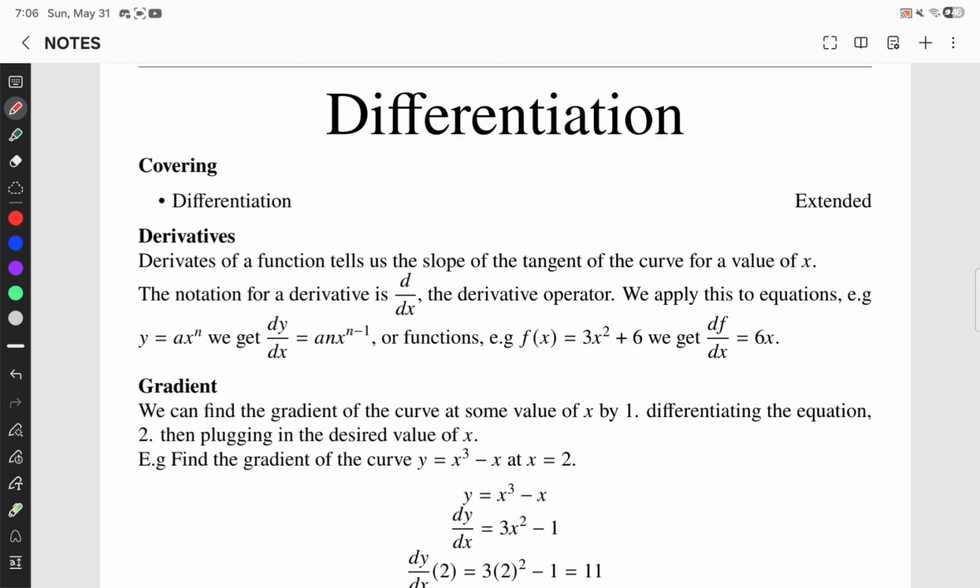I have covered a video earlier about explaining differentiation using first principles. So you better watch that video and see how differentiation is done. Okay, so differentiation, how do you do it? They are done by taking the derivative. The derivative of a function tells us the slope of the tangent of the curve for a value of x. The notation for a derivative is d over dx, the derivative operator.